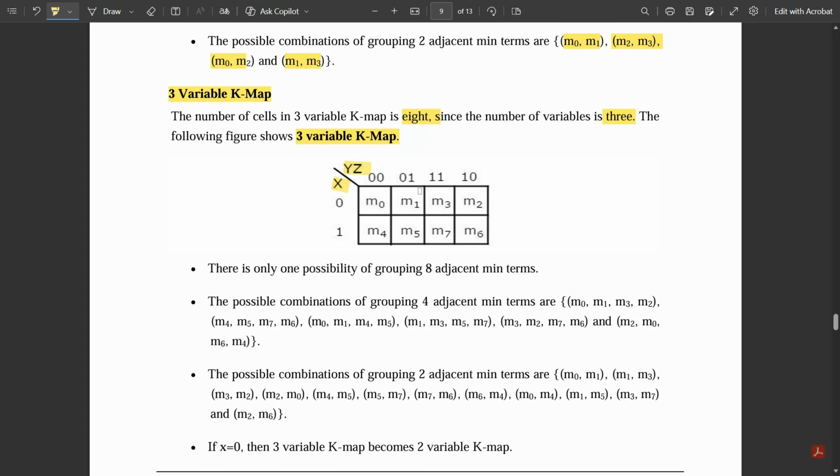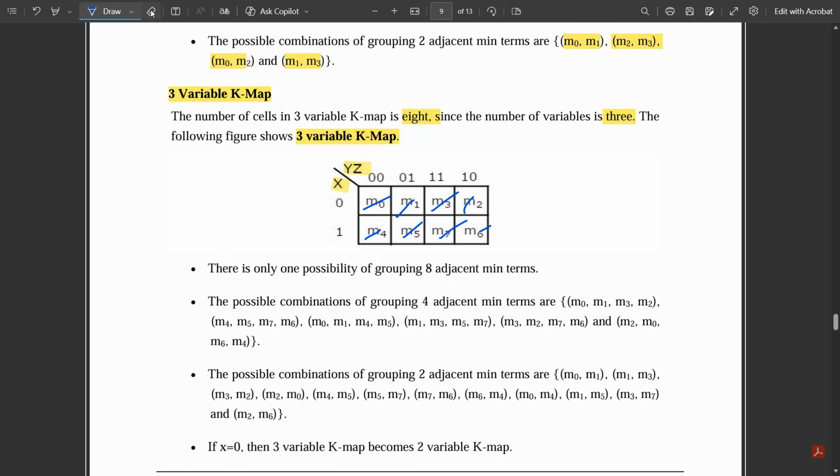Y, Z is kept together here. X, we have only one variable, so its binary representation would be either 0 or 1. We have Y, Z, so 2 variables, so we would be having 4 combinations at the top: 0 0, 0 1, 1 1, 1 0. So the positions are m0 0 0 0, then m1 0 0 1, then m2 0 1 0, then 0 1 1 that is m3, 1 0 0 m4, 1 0 1 m5, 1 1 0 m6, 1 1 1 m7. So these are the cell positions here. Okay, with respect to that you should be writing it. In this way the 3 variable K-map is represented.